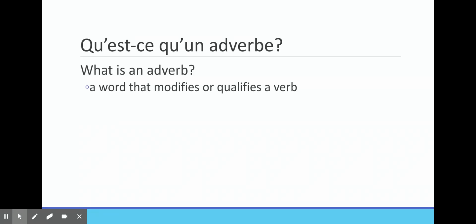So first off, qu'est-ce qu'un adverbe? So what is an adverb? An adverb is a word that modifies a verb. So think of an adjective as a word that modifies something that you're talking about, and an adverb just modifies the verb. So in English, an example would be, I am talking loudly, or I am talking quietly. Usually an adverb in English is something that ends in ly.